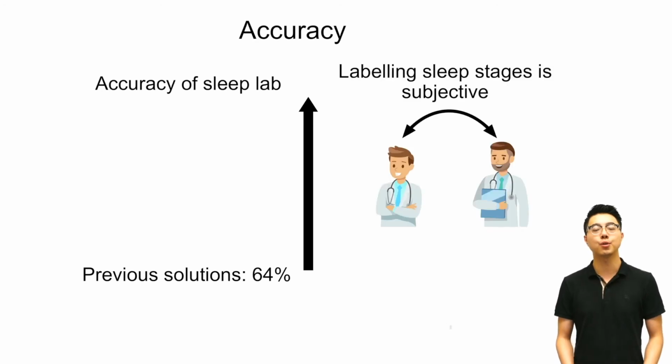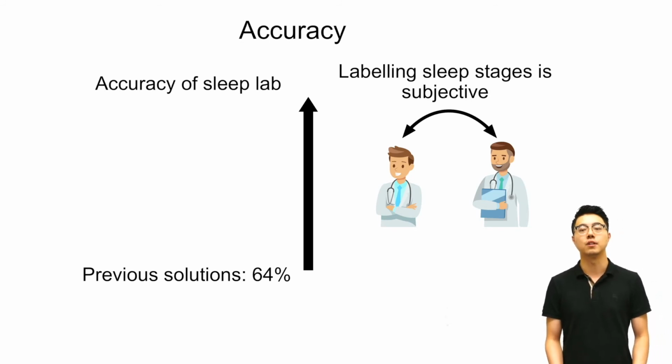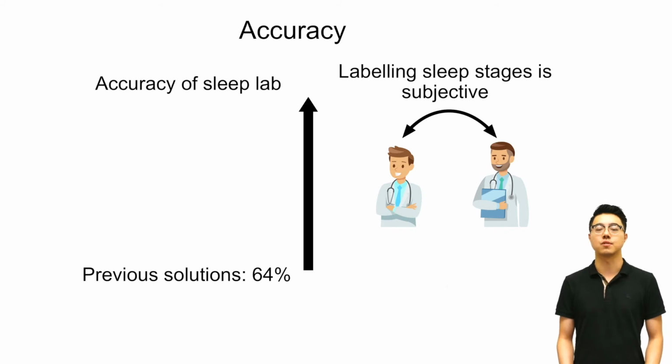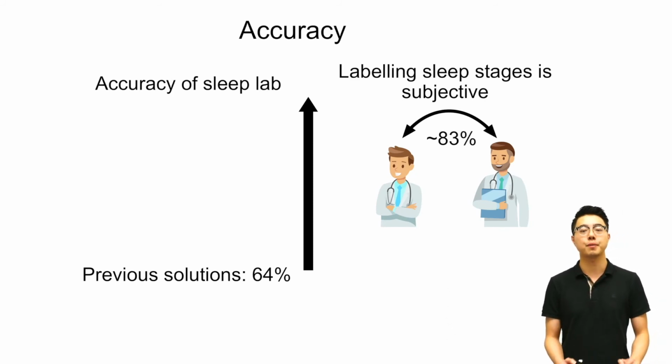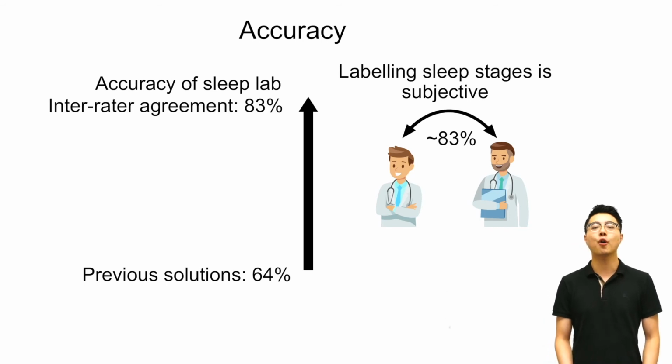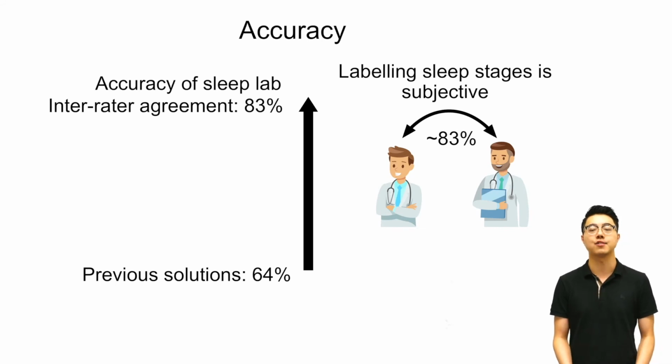It is important to know that labeling sleep stages is subjective. At the sleep lab, sleep technologists look at the signal and manually label sleep stages. If you ask two different sleep technologists to label the same night of data and compare the results, the inter-reader agreement will be around 83%. So our goal here is to go from 64% of previous solutions to somewhere near 83%, which is on par with sleep technologists. Now let me show you our accuracy.